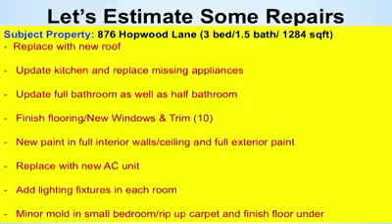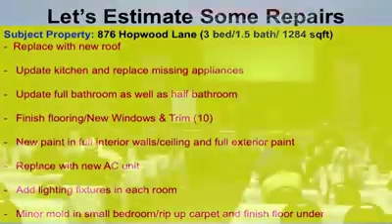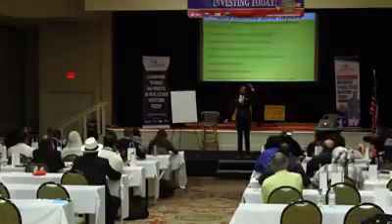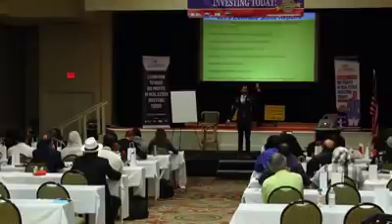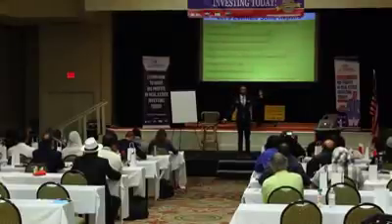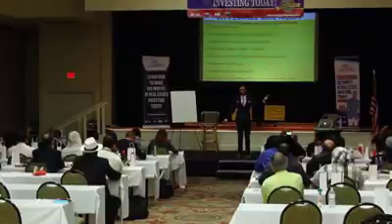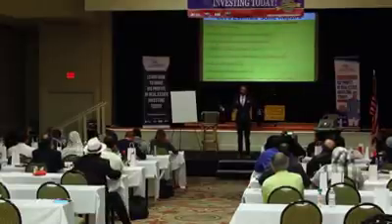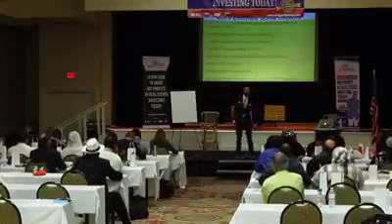Update the kitchen and replace missing appliances. Update full bathroom as well as half bathroom. Finish flooring, new windows and trim. It had 10 windows. So how much is it per window? $150 per window. Well, you might have said with trim it's $300. So you guys are getting it. What's 3 times 10? Y'all getting it? When people say, hey, this house needs $3,000 to $5,000 worth of work, the windows alone are $3,000.